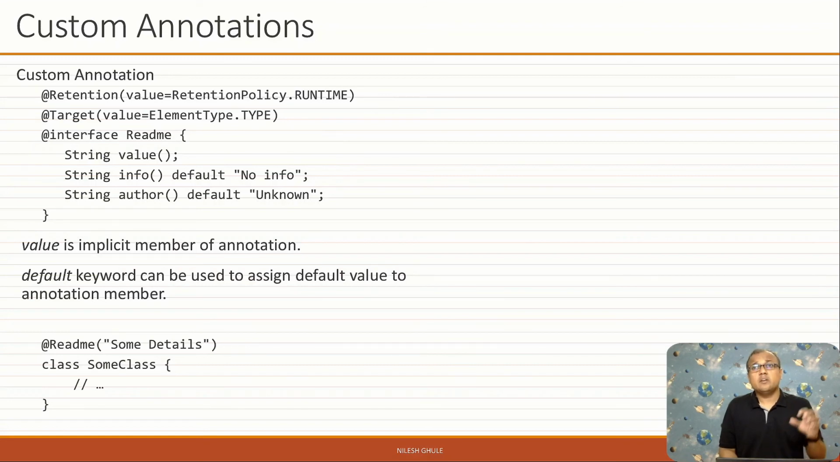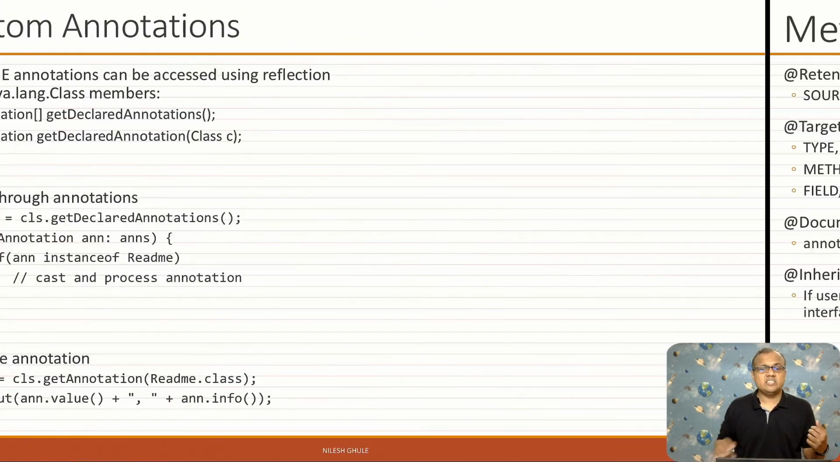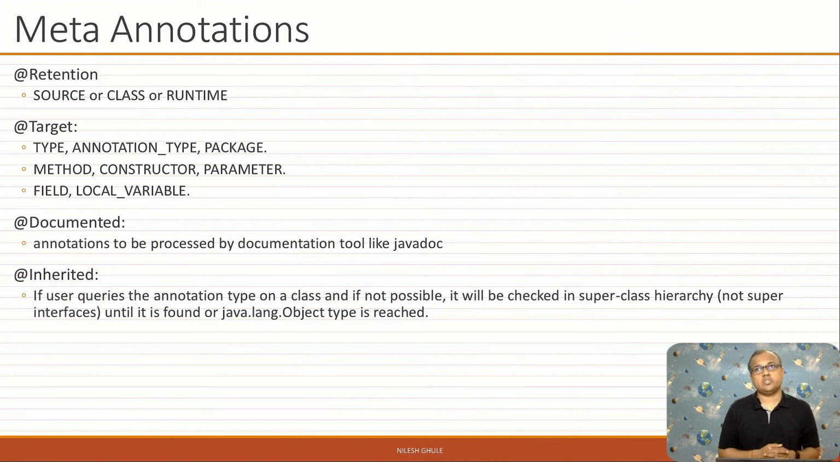Apart from this, there are a couple more meta annotations available. We have already discussed two meta annotations, Retention and Target. But we can also have some more annotations like Documented, which indicates that the annotation is to be processed by specialized documentation tools like the Javadoc tool. So the Javadoc tool will document these annotations.